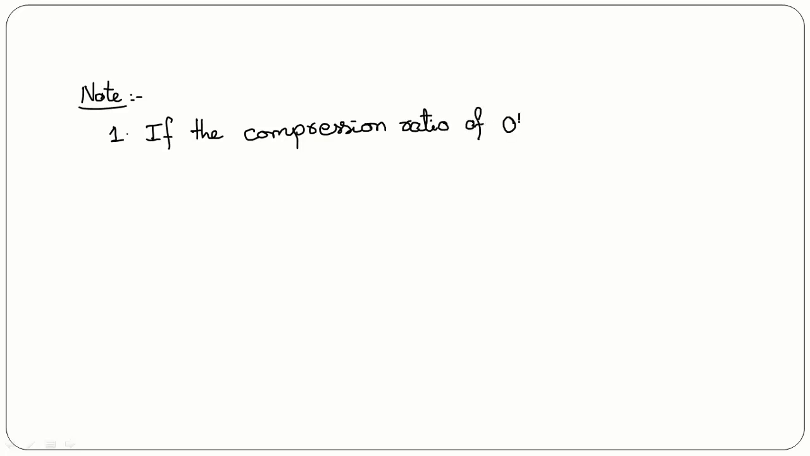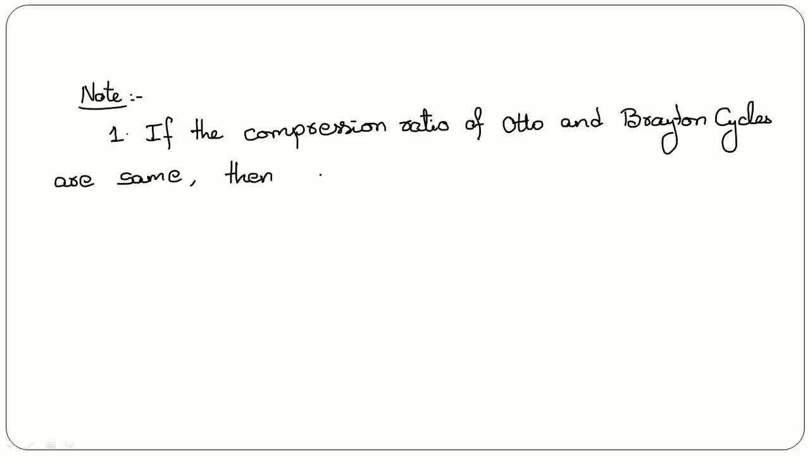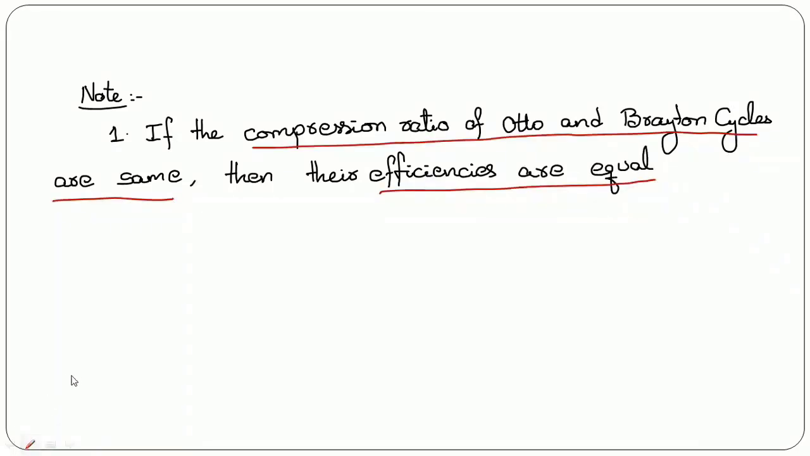That's why we can consider writing the first point like this: if the compression ratio of Otto and Brayton cycles are same, then their efficiencies are equal. So now let us go for the second point.